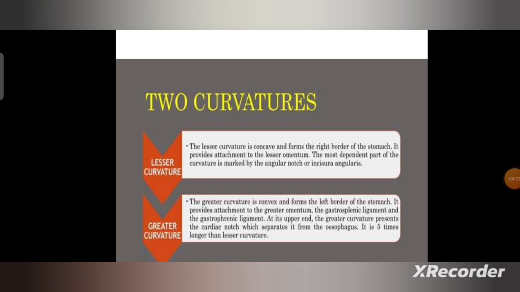The second curvature is the greater curvature. The greater curvature is convex and forms the left border of the stomach. It provides attachment to the greater omentum, the gastrosplenic ligament and the gastrophrenic ligament, and it is 5 times longer than the lesser curvature. Thank you.